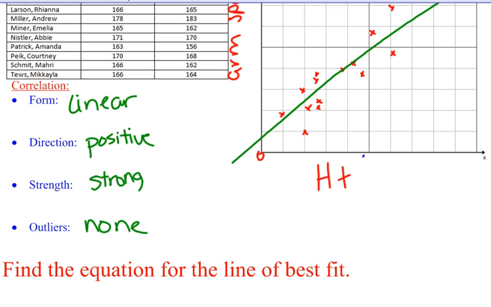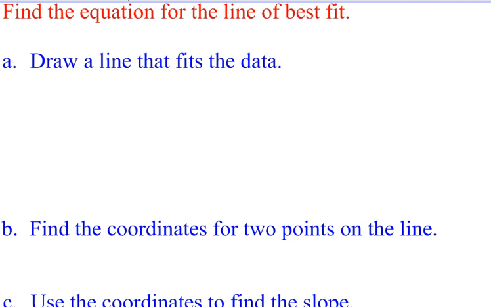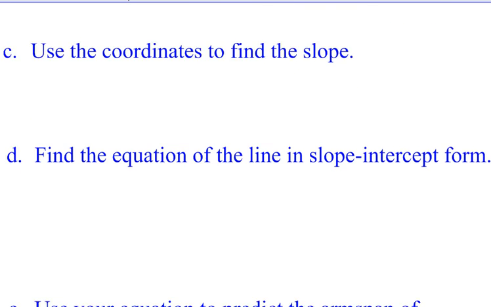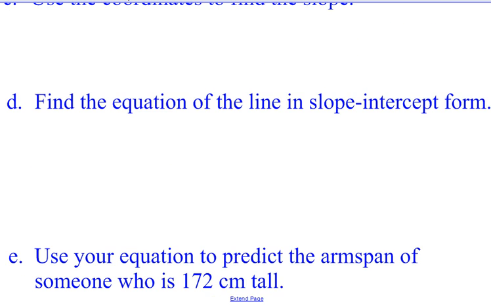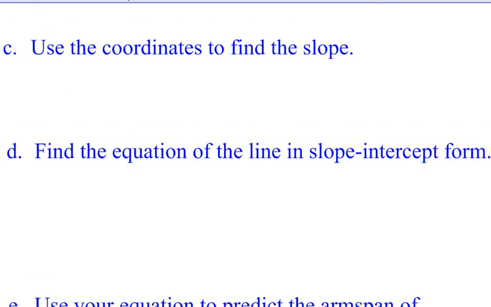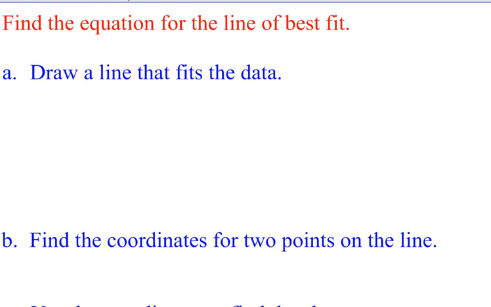Now, to actually find the line of best fit, we're going to find the equation. I drew a line that fits the data. Okay, this is from chapter 5. We find the coordinates, we write the equation, and you use your equation to make a prediction. Now remember, we did this on our calculator, so I would like you to do this on your calculator because that gives us a more accurate answer.